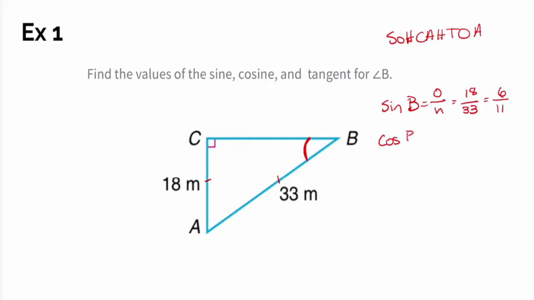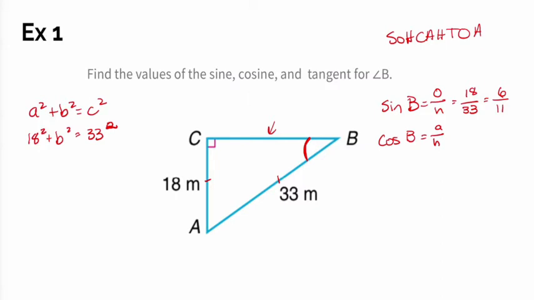The cosine of angle B is going to be the adjacent over the hypotenuse. But oh no, we don't know what this adjacent side is. We're going to have to use the Pythagorean theorem. Pythagorean theorem is a squared plus b squared equals c squared, where a and b are the legs and c is the hypotenuse of a right triangle. So we'll make 18 be our a. We're trying to solve for b, and 33 is our c.